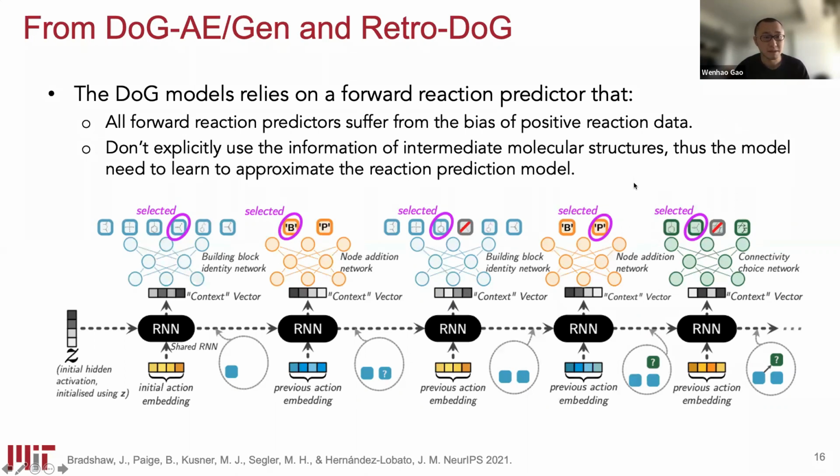And second, because they are using the reaction predictor, they don't explicitly use the molecular structure of the intermediate products as input information. Within their generation, after choosing the reactant, they just predict the action, call the reaction predictor as a black box function, and then proceed to select the next action step. So the RNN model kind of has to learn to approximate the reaction prediction outcome, which is inherently unnecessary and challenging.